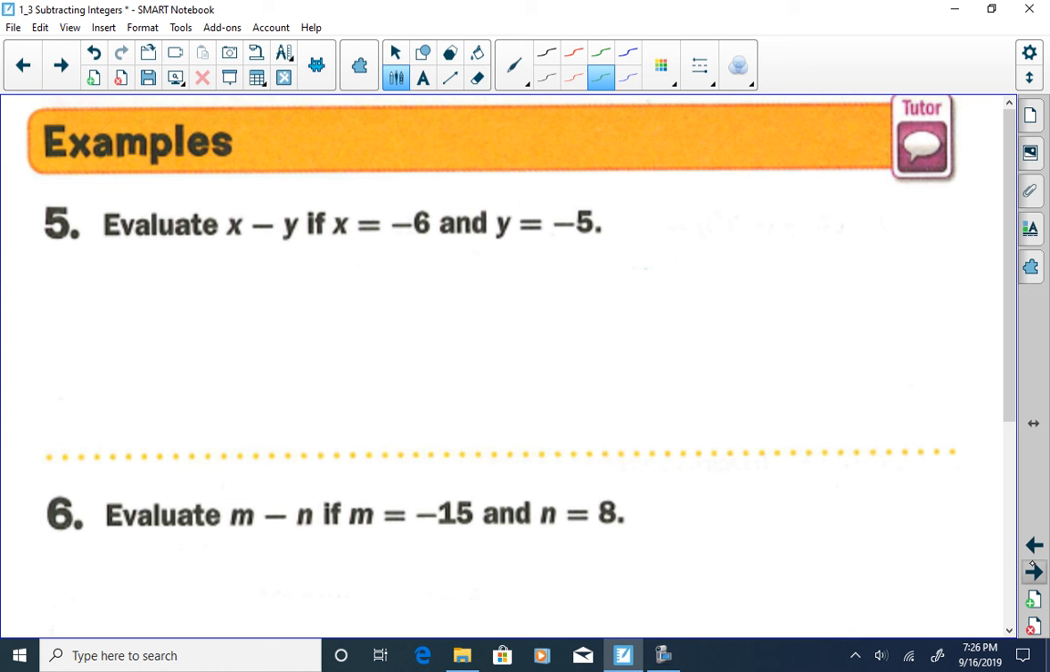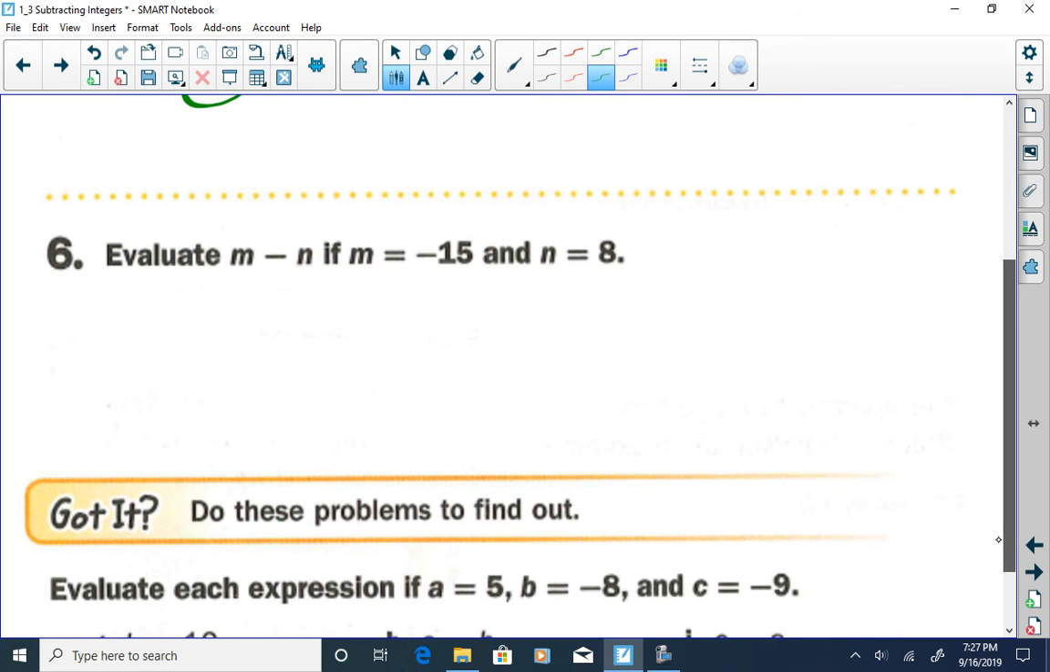When we're given an expression, evaluate x minus y if x is negative 6 and y is negative 5. First step, we want to replace x with negative 6. So I rewrite the expression after I substitute negative 6 for x and then negative 5 for y. So there's your first step. I see it's a subtraction problem, so I use the additive inverse. We add the opposite. Negative 6 plus 5 is going to be negative 1.